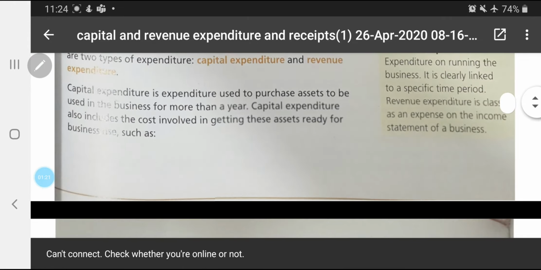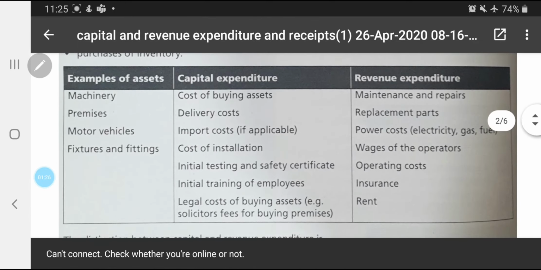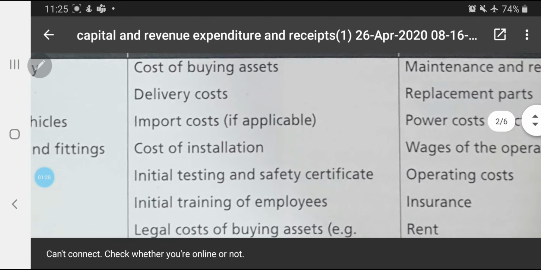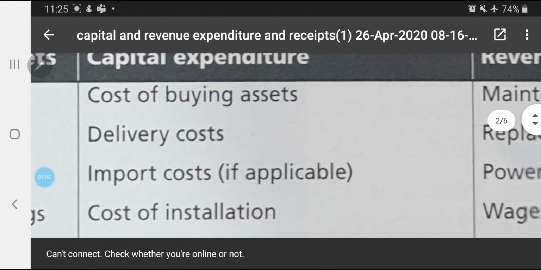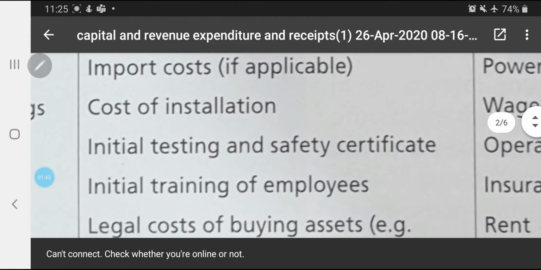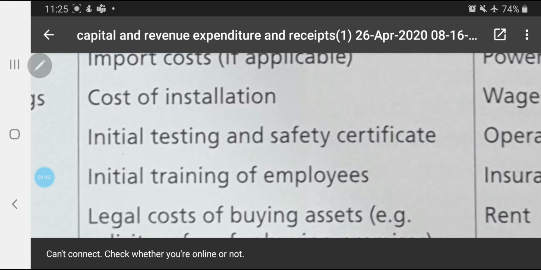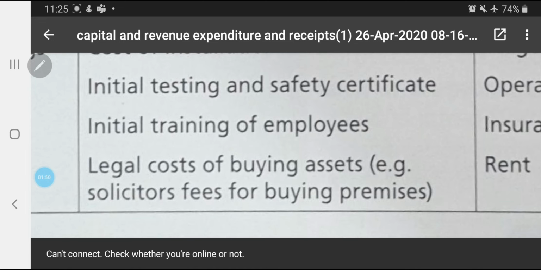Now, let's look at some examples of capital expenditure and revenue expenditure. These are a few of the examples of capital expenditure. Cost of buying assets, delivery cost, import cost, cost of installation, initial testing and safety certificate, initial training of employees, legal cost of buying assets. Example, solicitor's fee for buying premises.